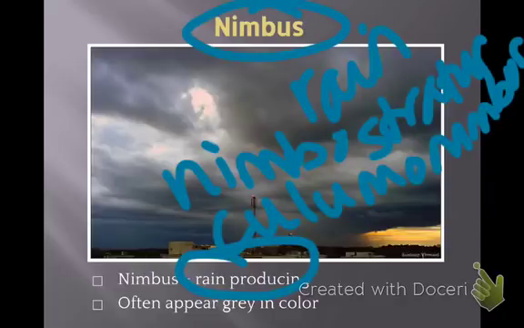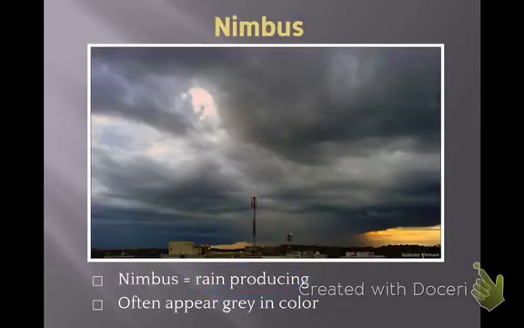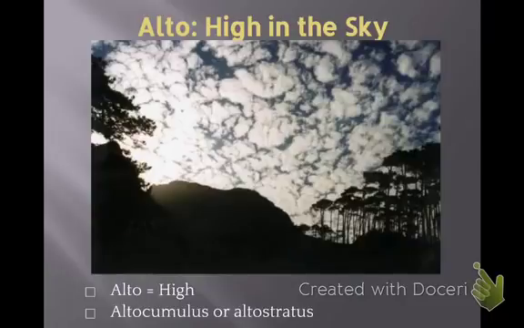So nimbus is a root word, and it can go either at the beginning or the end. Nimbostratus, where it's at the front, means stratus clouds that bring rain, and then cumulonimbus means cumulus clouds that bring rain. So the word part nimbus means rain producing. The word alto means high, or high in the sky. So again, that is a word part that, when combined with other words, gives us an idea of where the clouds are in the sky.